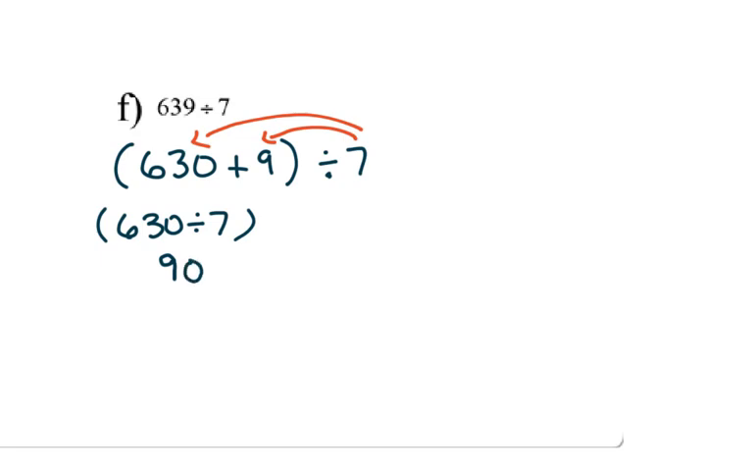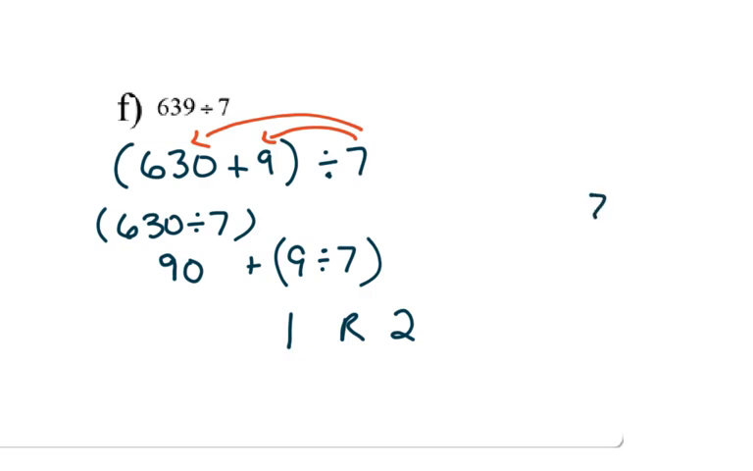We have 90. Sorry, there was a glitch there. All right, so we have 90. And then we have 9 divided by 7. Now, that does not go perfectly, so I already know that this problem will have a remainder. 9 divided by 7 is 1 with remainder of 2.